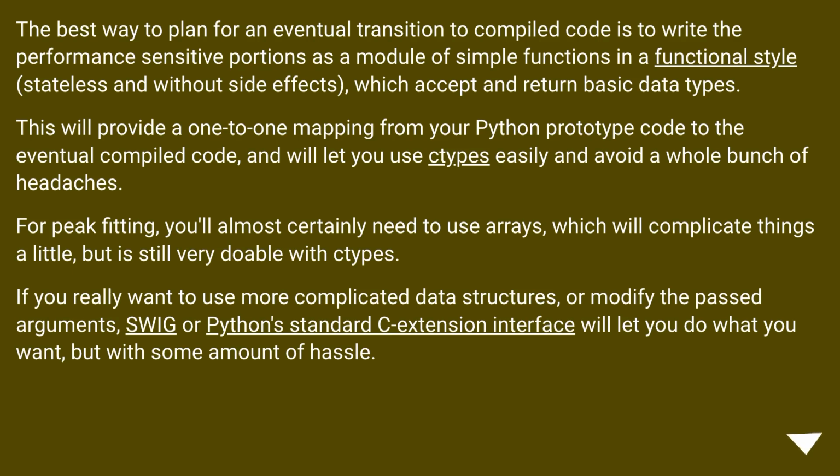For peak fitting, you'll almost certainly need to use arrays, which will complicate things a little, but is still very doable with ctypes. If you really want to use more complicated data structures, or modify the passed arguments, Swig or Python's standard C extension interface will let you do what you want, but with some amount of hassle.